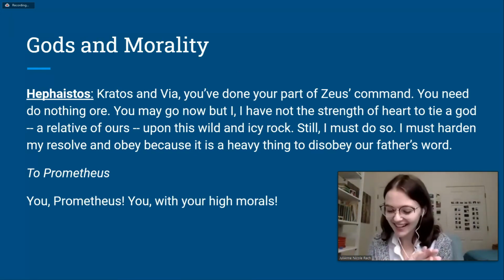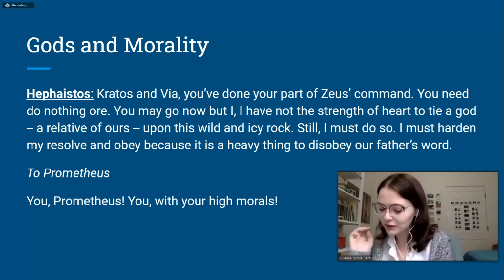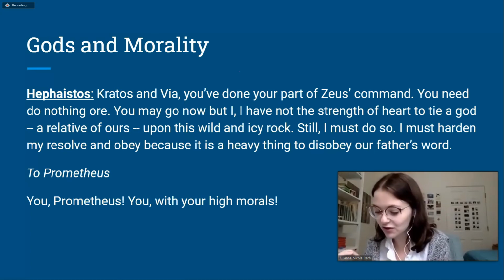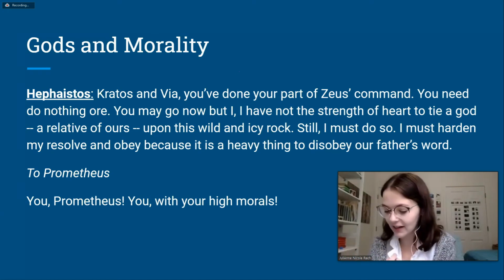Hephaestus says, Kratos and Via, you've done your part of Zeus's command. You need do nothing more. You may go now, but I have not the strength of heart to tie a god, a relative of ours, upon this wild and icy rock. Still, I must do so. I must harden my resolve and obey, because it is a heavy thing to disobey.